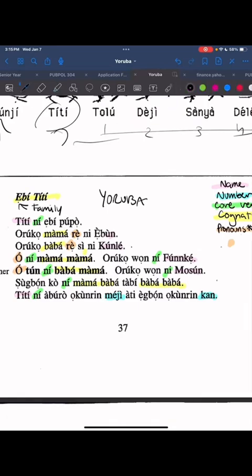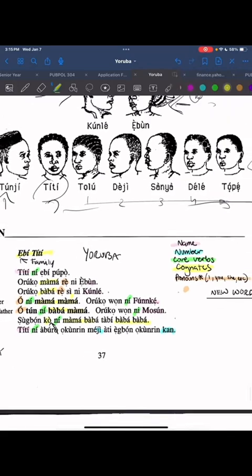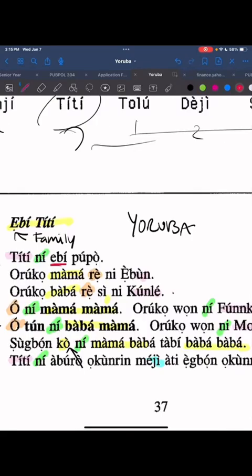And just a little thing, because you're learning how to conjugate the verbs, you should also learn how to do the negative, so I do not, and the positive, I do, of any verb. I already know that ko in Yoruba means no. So let's actually try reading this. Titi ni ebi. Okay, Titi has family.